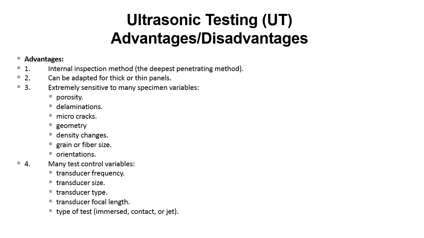Ultrasonic testing advantages, disadvantages. We're going to talk about advantages. Internal inspection method, it's the deepest penetrating method. Can be adapted for thick or thin panels. Extremely sensitive to many specimen variables: porosity, delaminations, micro cracks, geometry, density changes, grain or fiber size, and orientation. Many test control variables. You can have transducer frequency, transducer size, transducer types, transducer focal lengths, and type of test: immersed, contact, or jet.